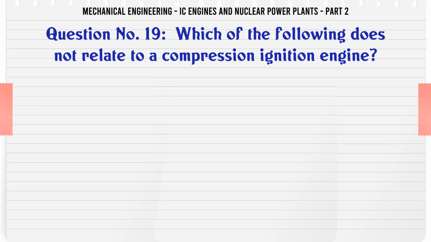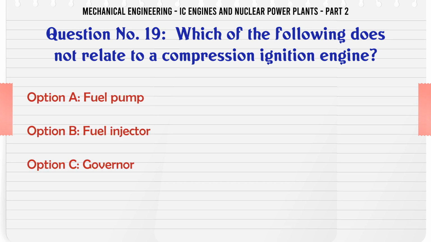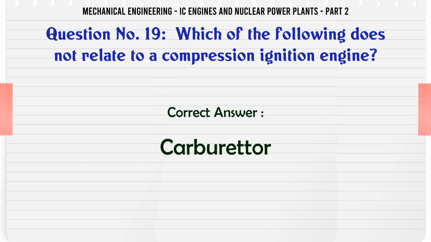Which of the following does not relate to a compression ignition engine? A. Fuel pump. B. Fuel injector. C. Governor. D. Carburetor. The correct answer is carburetor.